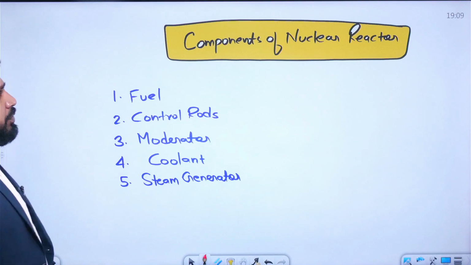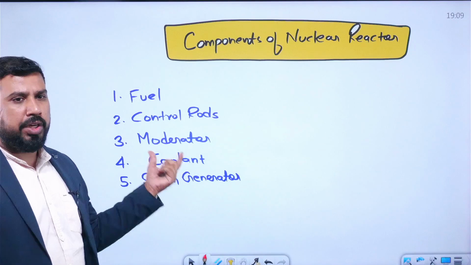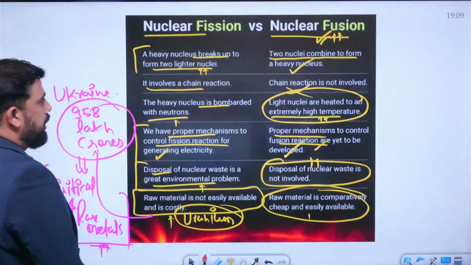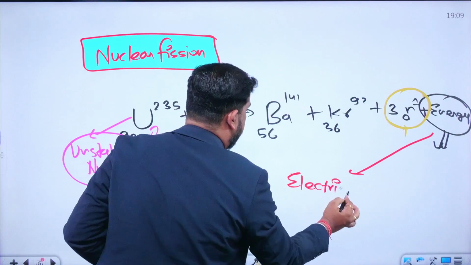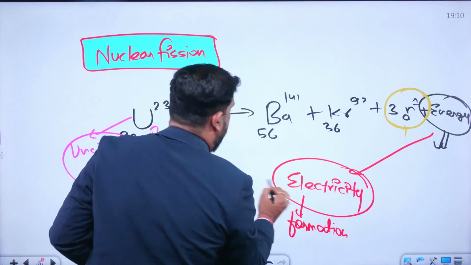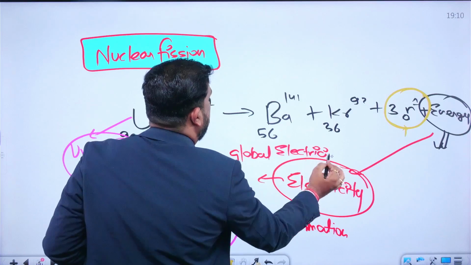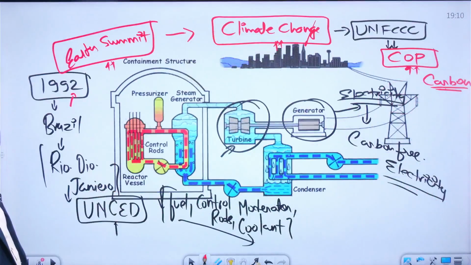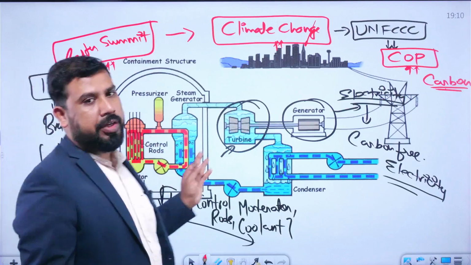Next, the components of a nuclear reactor. It has fuel, and fuel is of multiple types. It has control rods, moderators, coolant, and steam generators, and all those components help to form this kind of energy, which is used for electricity formation. And right now global electricity is 10% dependent on nuclear energy. So these components help to run this reactor, and that reactor is very crucial for generating nuclear energy.